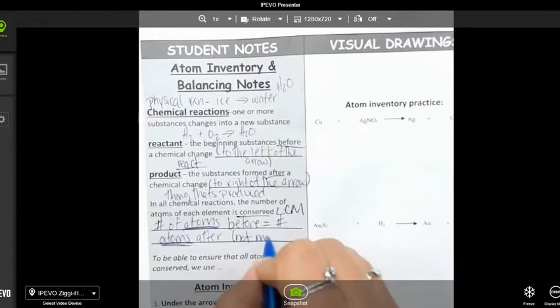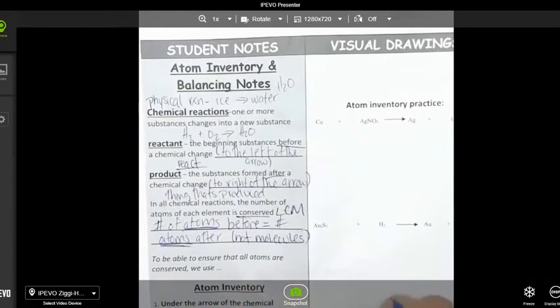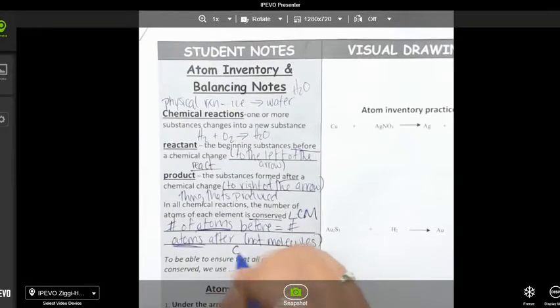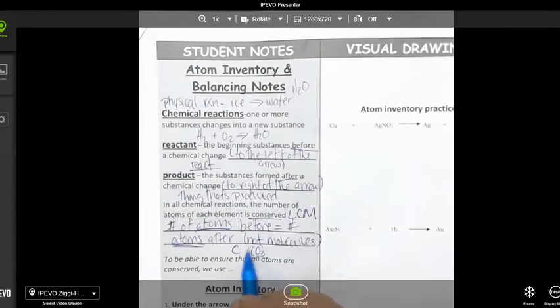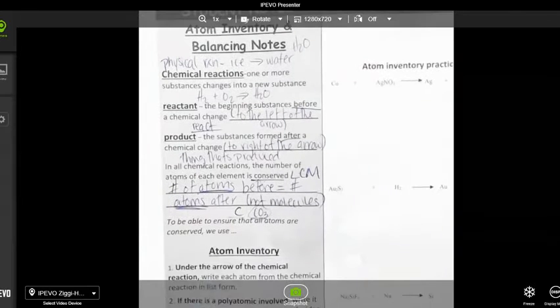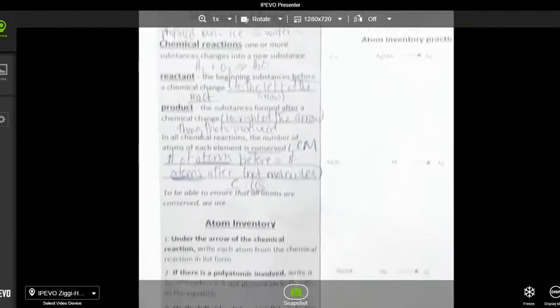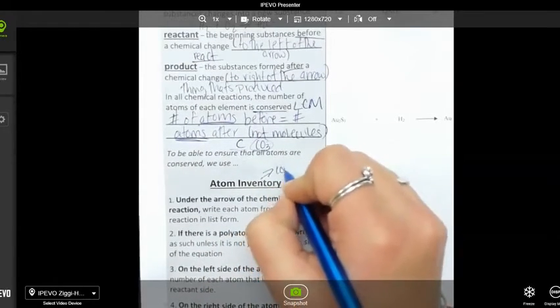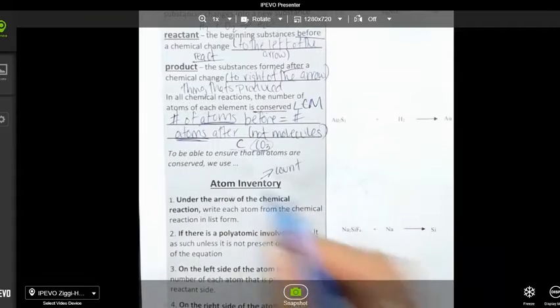not molecules. Okay. So for example, an atom would be something like carbon. A molecule is something like CO3, right? This is a molecule which is made up of many atoms. An atom is just a singular atom. Now, in order to be able to ensure that all atoms are conserved, the first thing we have to do is something called an atom inventory. And the word inventory means to count. So we're literally going to be counting atoms.